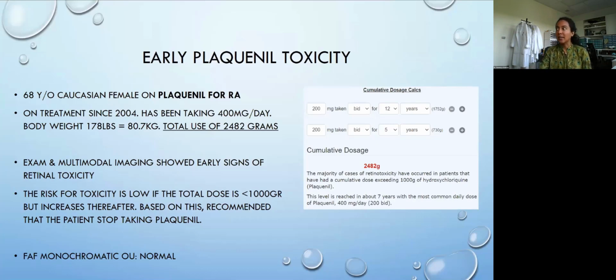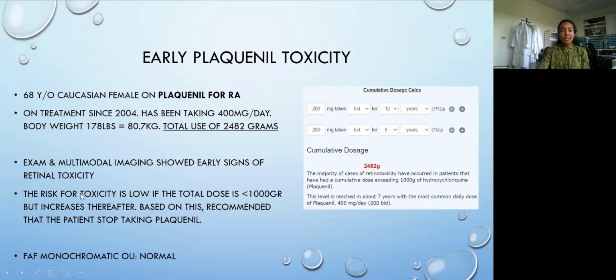So I plugged that in. I said 200 milligrams taken twice a day for 17 years total. So I put 12 in and 5 more, because it'll only go up to 12, and then you add using these plus and minus signs. So that comes out to a cumulative dosage of 2,482 grams for this patient.